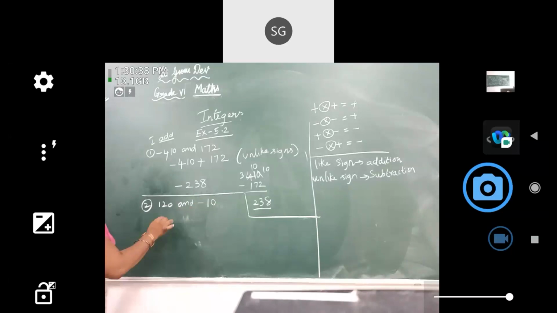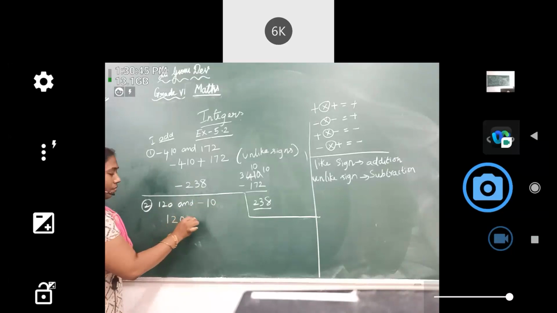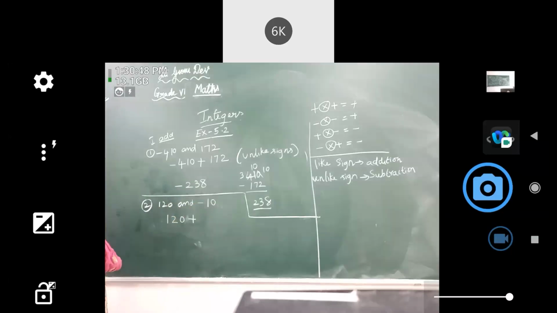How will I write? A doubt, ma'am. Ma'am, you have written minus 410 and we have to subtract minus 410 and 172 because it is unlike signs. But after doing, how to decide whether to put subtract positive or negative sign?